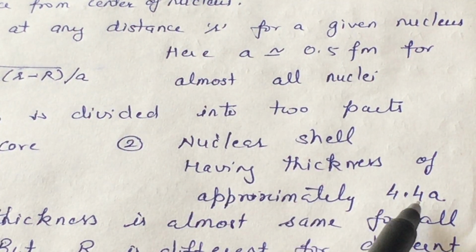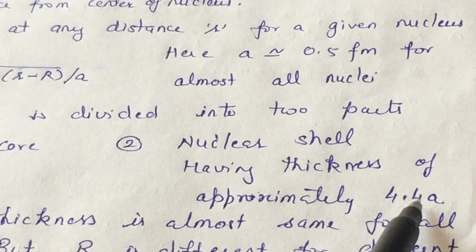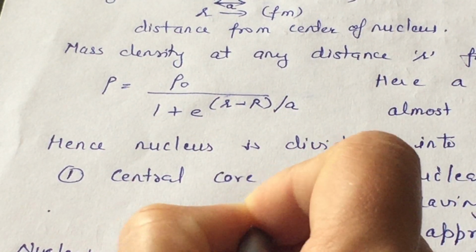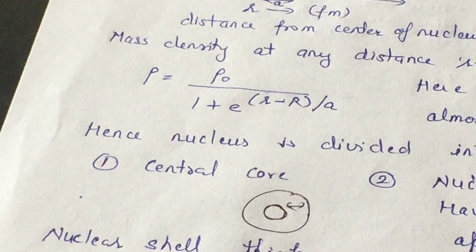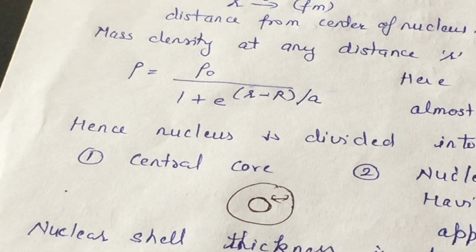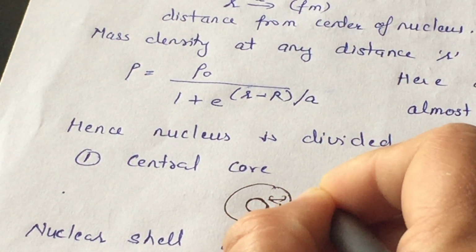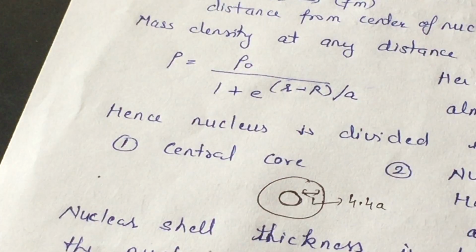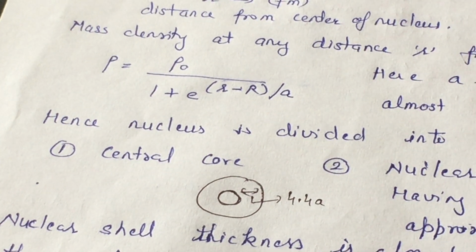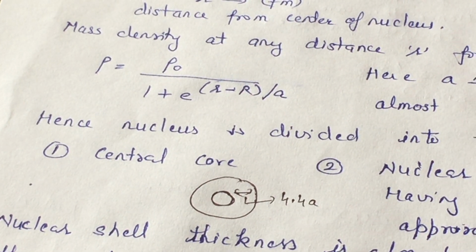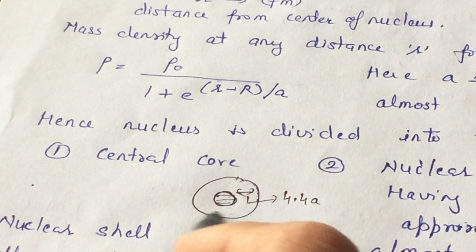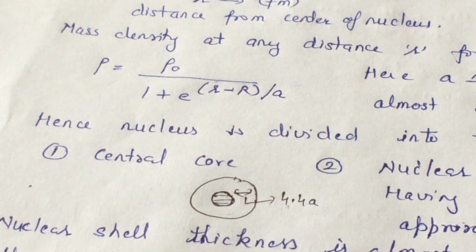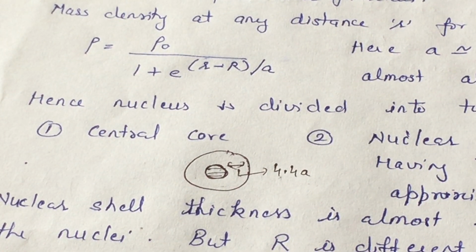And the thickness of the nuclear shell is approximately 4.4a. Let us consider this is the central core of the nucleus, and this is the region of the nuclear shells. This region of nuclear shell is of the order of 4.4a, where a is equal to 0.5 into 10 raised to power minus 15 meter. Hence this is the core of the nucleus, and this region of thickness 4.4a represents the nuclear shells.